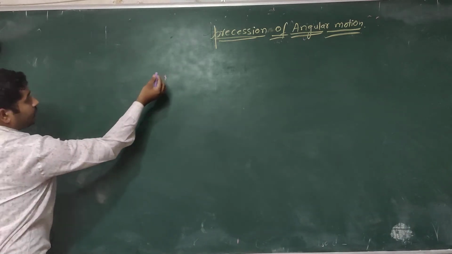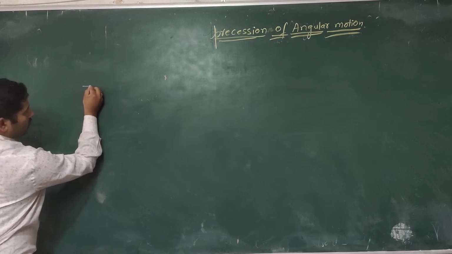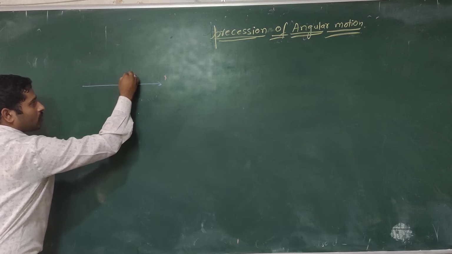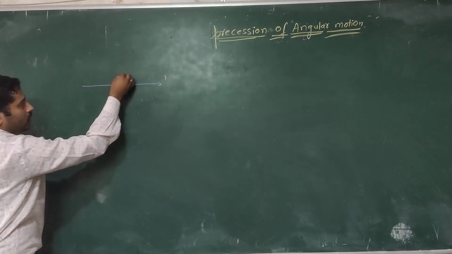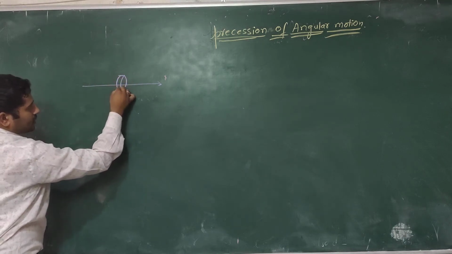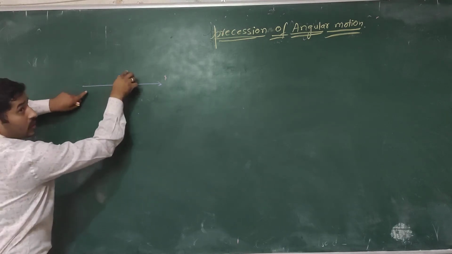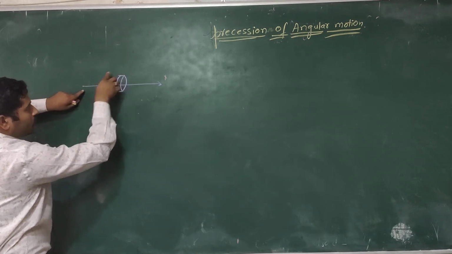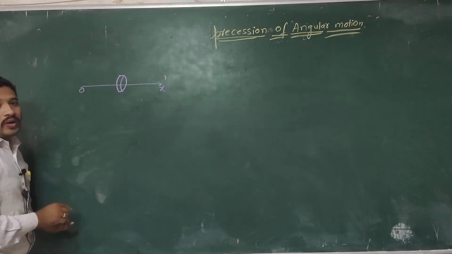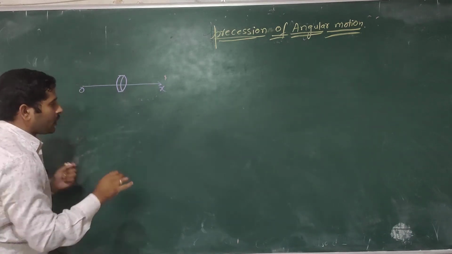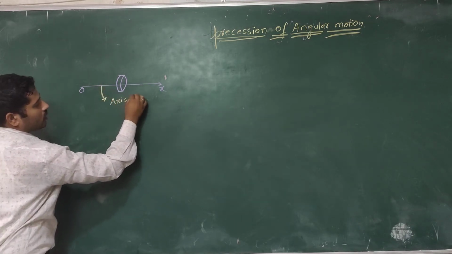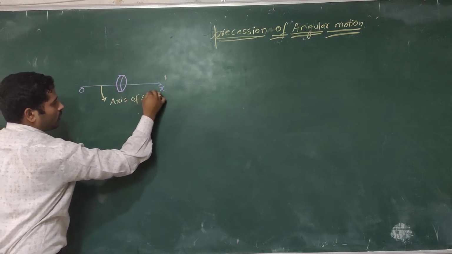So let us consider a disc is mounted on an axis. The disc or rotor is mounted on an axis. So this axis is known as the axis of spin. Okay.